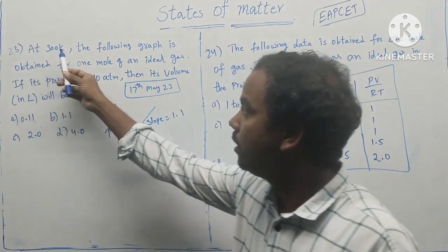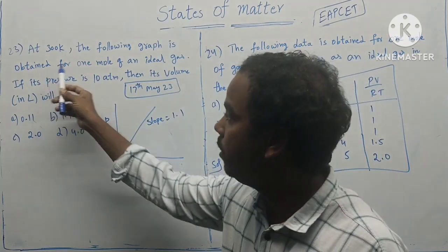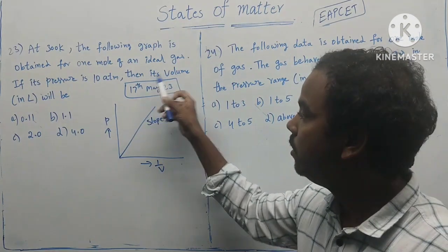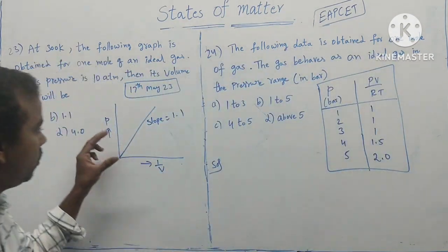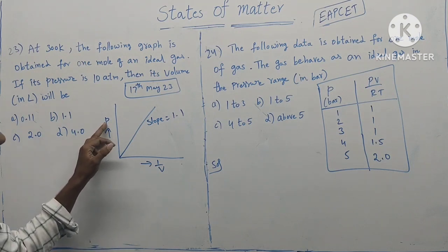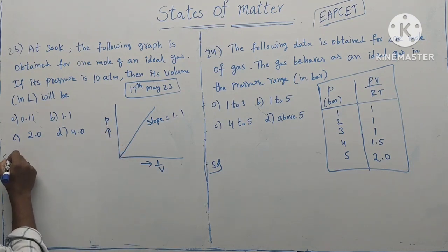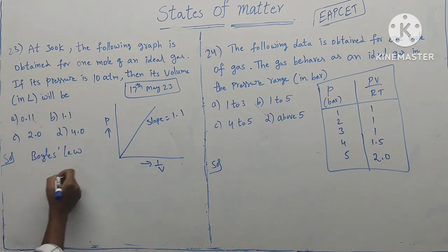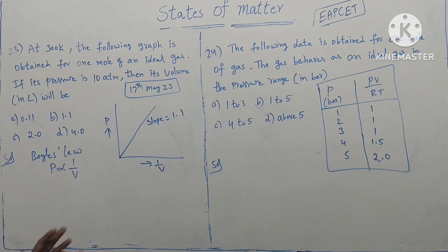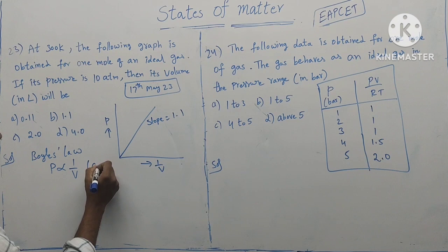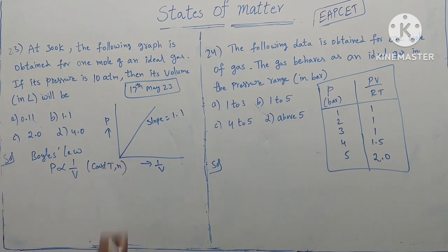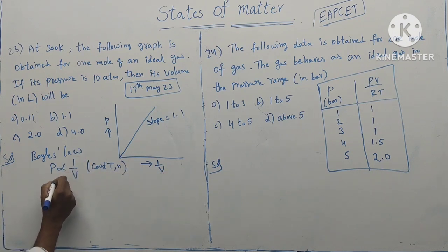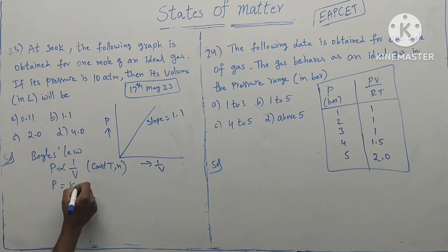So 23rd question. At 300 kelvins, the following graph is obtained for 1 mole of an ideal gas. If its pressure is 10 atmospheres, then what will be its volume? So first you observe the graph, pressure and 1 by V. It follows which law? Boyle's law. According to Boyle's law, pressure is inversely proportional to volume, or volume is inversely proportional to pressure, at a constant temperature and number of moles of gas. So P is equal to some constant into 1 by V.